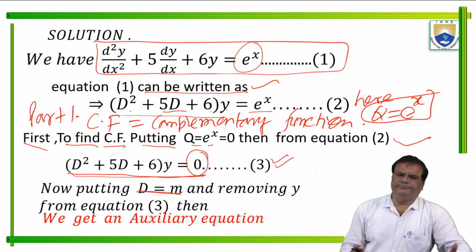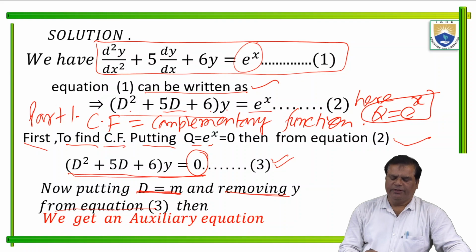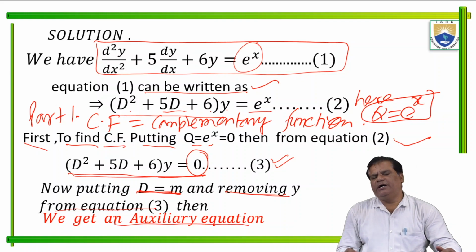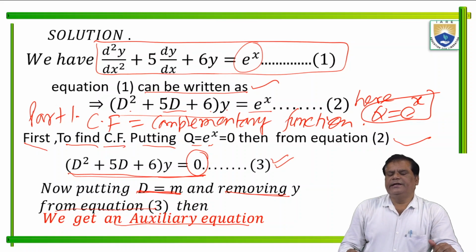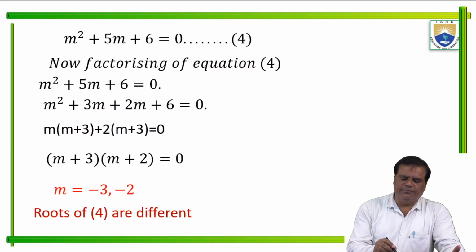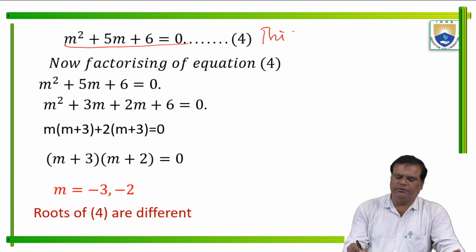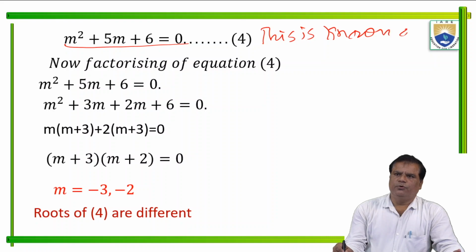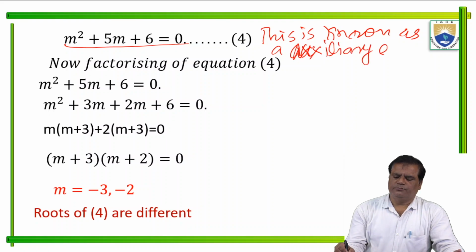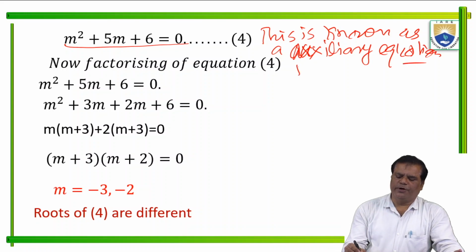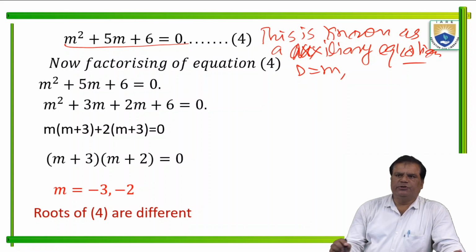Now putting D equal to m and removing y from equation 3, we get the auxiliary equation, an equation written in m. Since D is put equal to m, our equation is m² plus 5m plus 6 equal to 0. This is known as the auxiliary equation, equation 4.